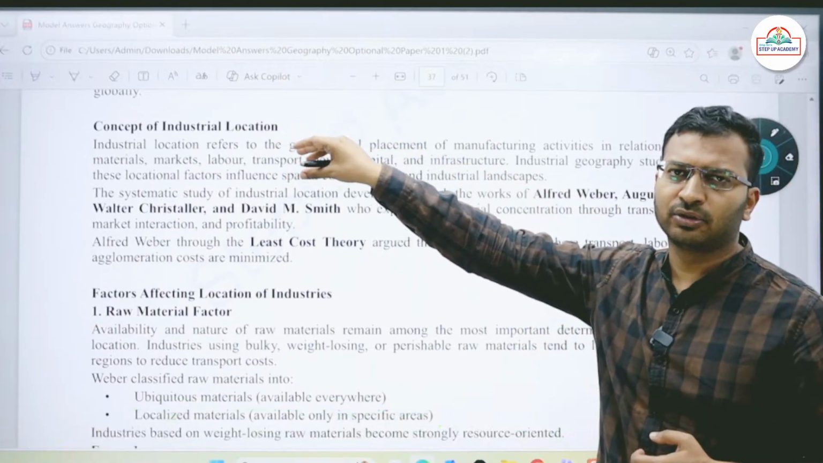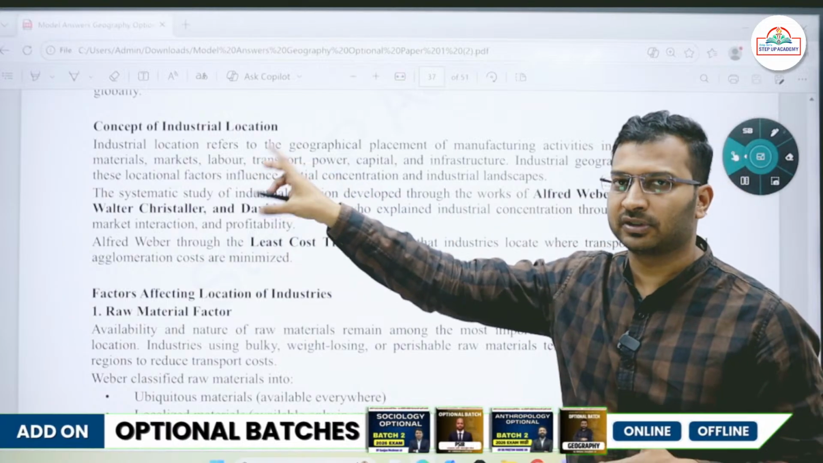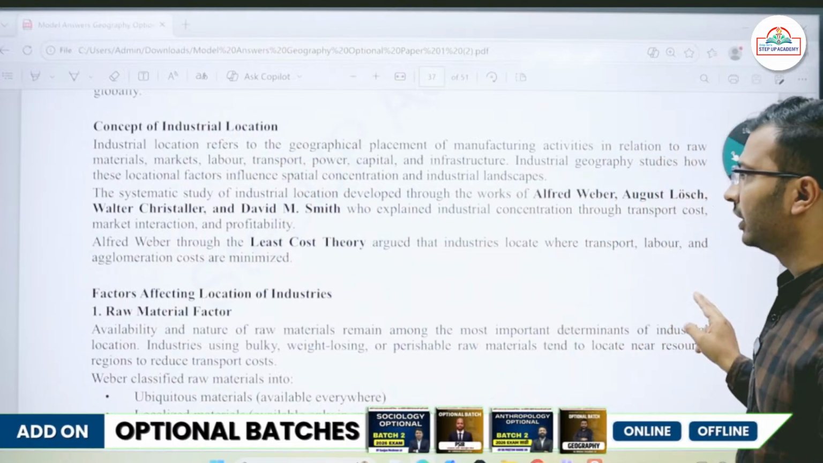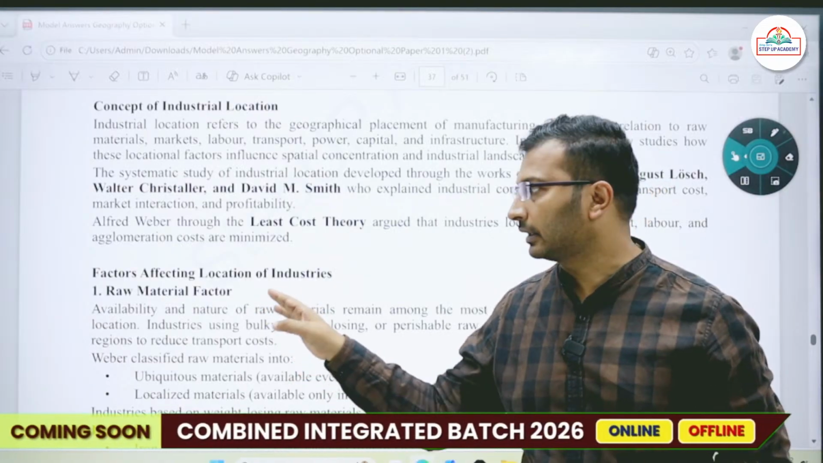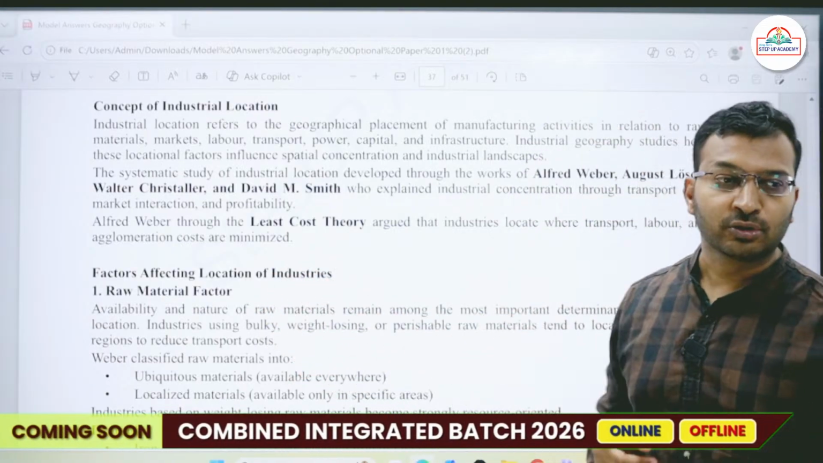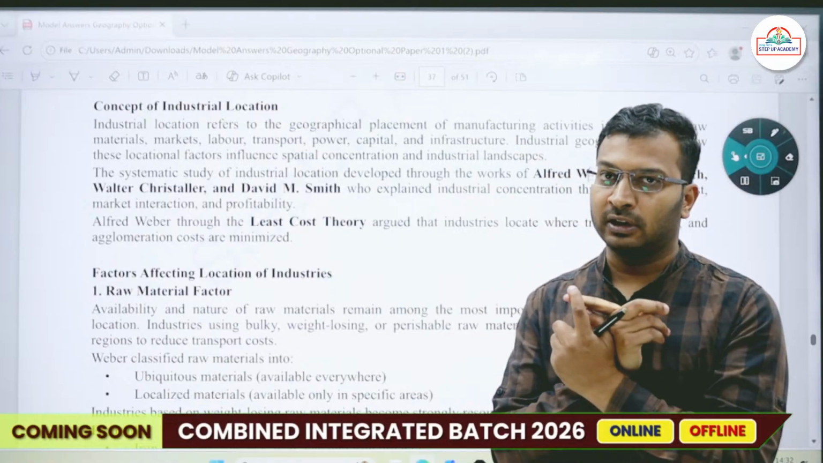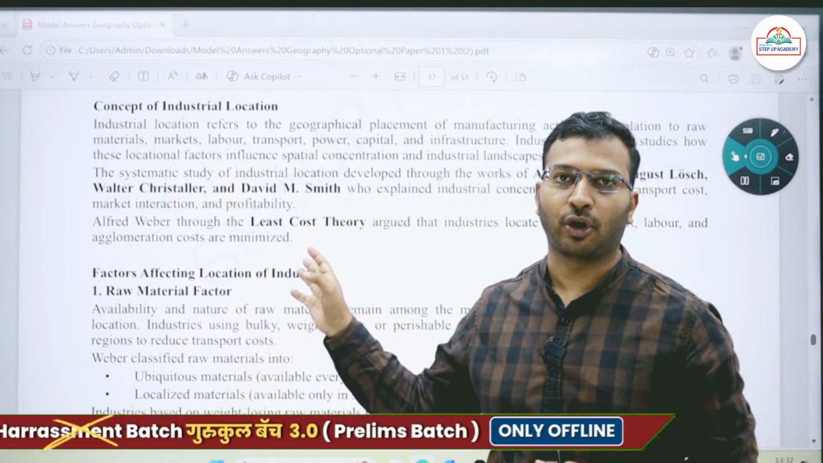What is industrial location, the concept associated with it, and the geographers associated with it. Then we will move into the actual demand of the question, that is the factors affecting the location of industry. So the prime factor for any industrial location is the raw material.